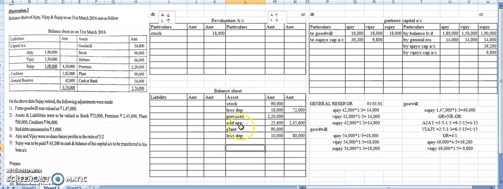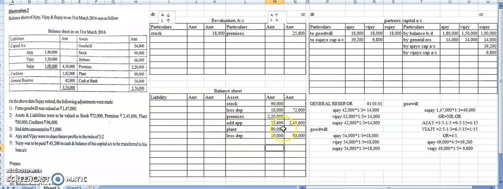Okay. Now we need to pass the second effect for this entry. So first we will write the second effect for this premises. It was 2,20,000, now it is 2,45,000. So it is increase in the value of asset. So we need to see here, it is increase in the value of asset on credit side of revaluation account. So here I am writing premises. Increase in the value of asset. So it is 25,600. I am writing it here. Same way I'll write second effect for this entry.